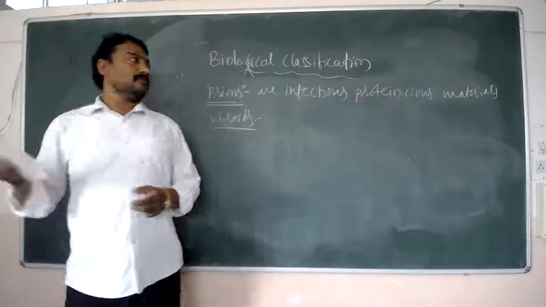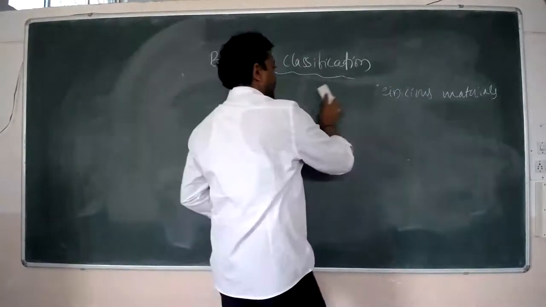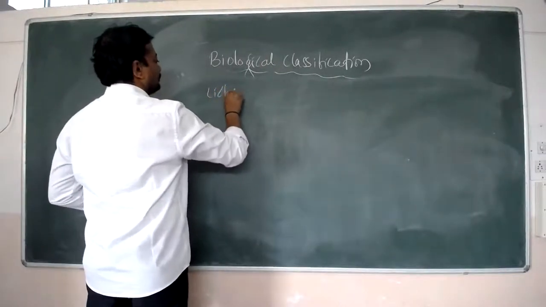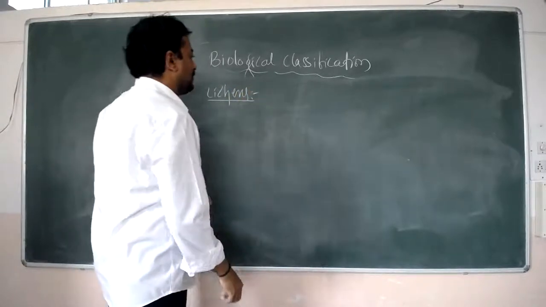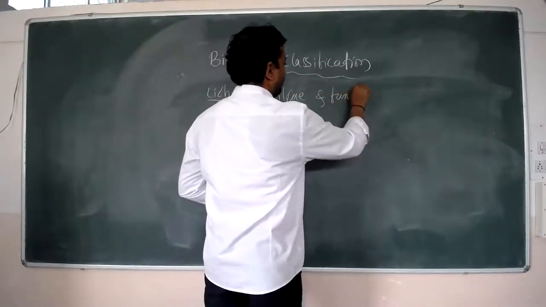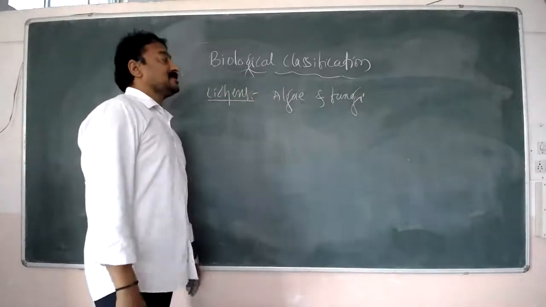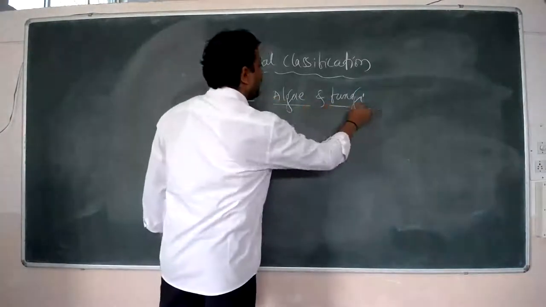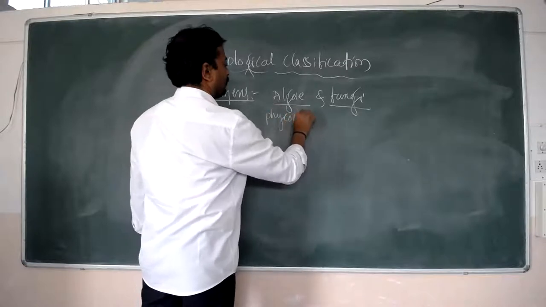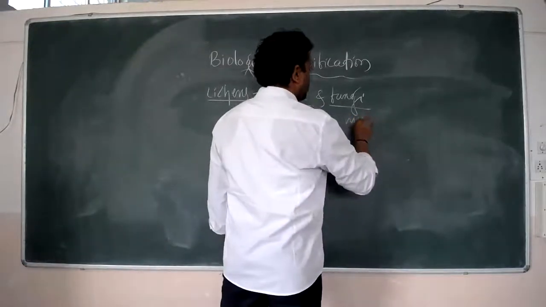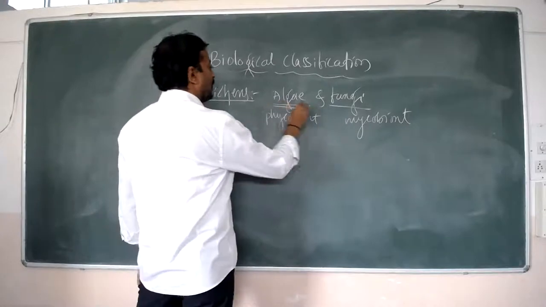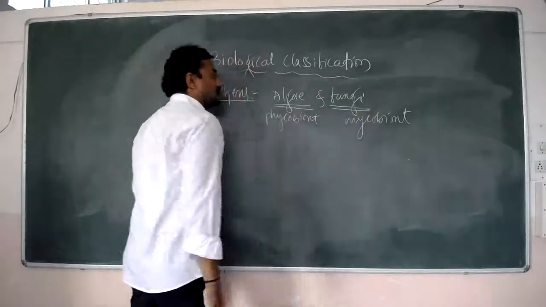Then another group of interesting organisms, they are lichens. Lichens means a symbiotic association between algae and fungi. The algal component is known as phycobiont, and the fungal component is known as mycobiont. The study of algae is known as phycology. The study of fungi is known as mycology.